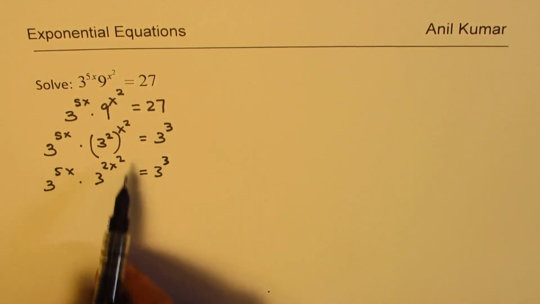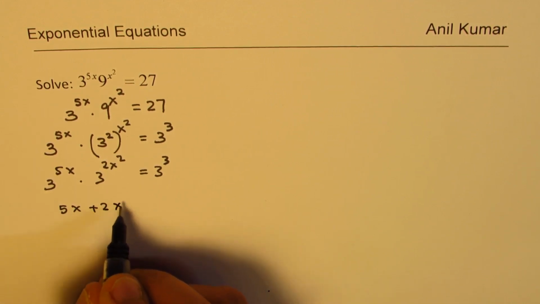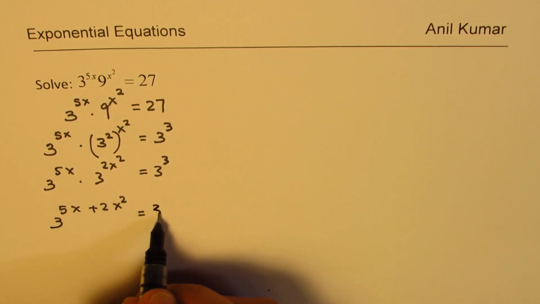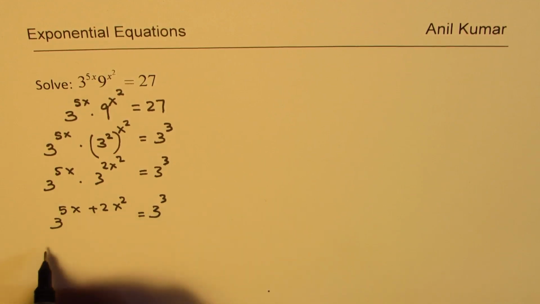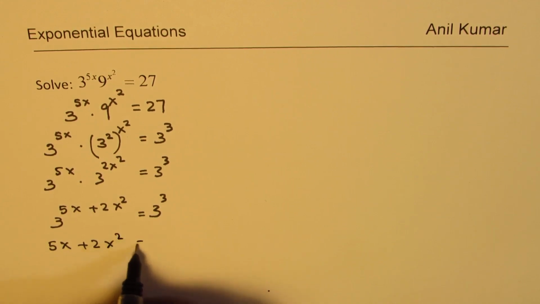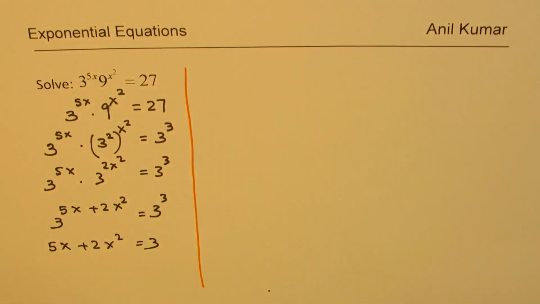Now product means add the exponents. So we get 3 to the power of 5x plus 2x squared equals 3 cubed. Since the bases are same, we can equate the exponents and we get our equation, which is 5x plus 2x squared equals 3. Clear? Now that is a quadratic equation. We can now solve this quadratic equation to find the answer.